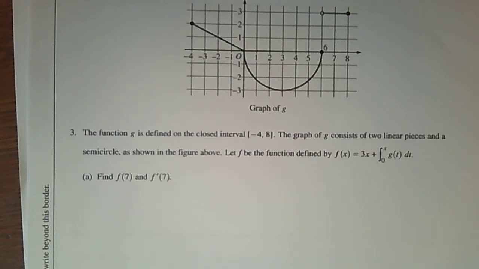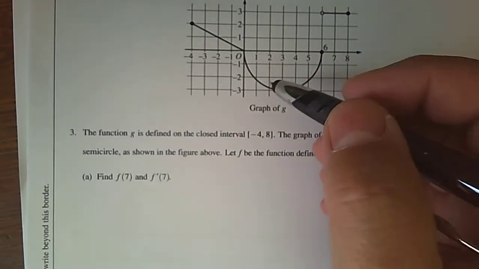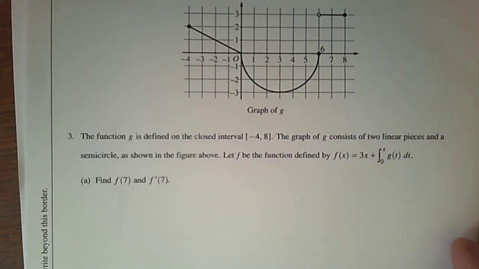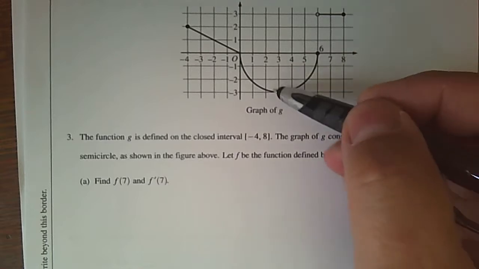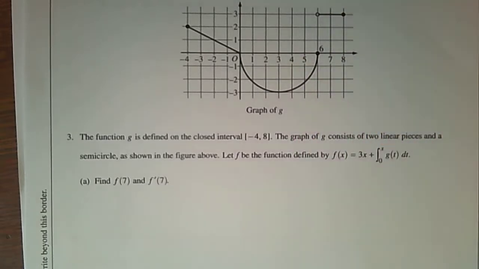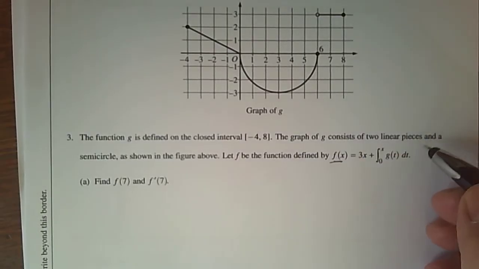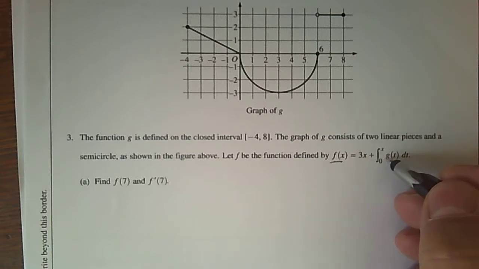Here's question number 3, your free response question for the day. In question number 3, you're given a graph, and the graph is that of g. You see a line segment, a half a circle, and then another line segment. F is defined using g, and you can see the equation.